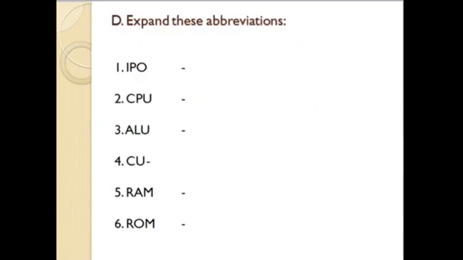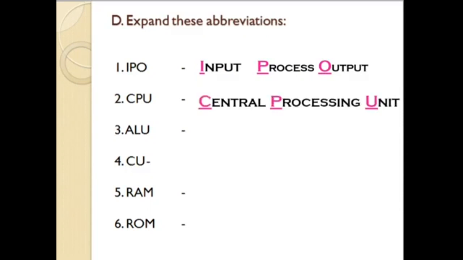Then take page number 12. The next one, expand this abbreviation. So here they gave some abbreviations. We have to expand these. The first one is IPO. Here I refers to input, P refers to process, O refers to output. Next, CPU, Central Processing Unit. C refers to central, P refers to processing, U refers to unit.